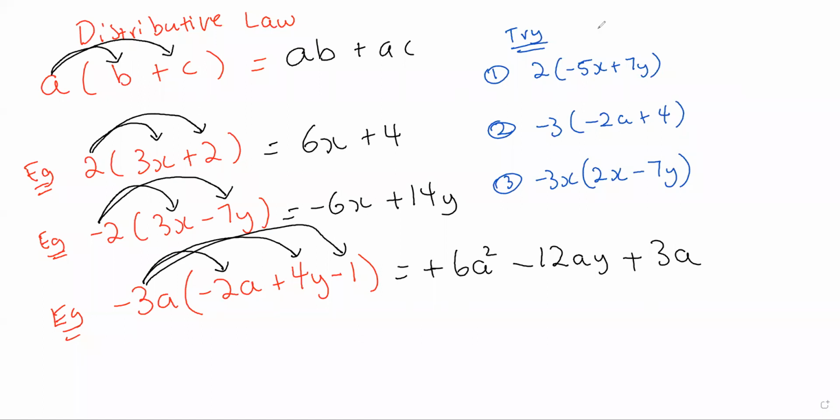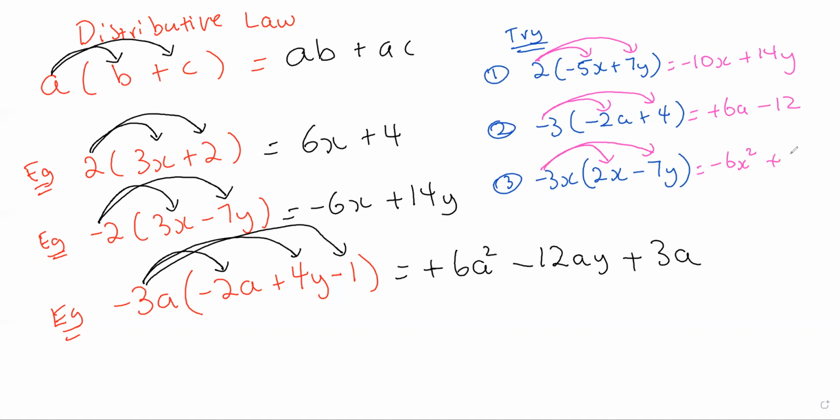Right, so first one, 2 by minus 5x is minus 10x, and 2 by positive 7y is positive 14y. Next one, minus 3 multiplied by both terms, take your time: minus by minus is plus 6a, and then minus 12. Next one, minus 3x by 2x is minus 6x squared, and then minus times minus is plus, x by y is xy, 7 by 3 is 21, so 21xy.